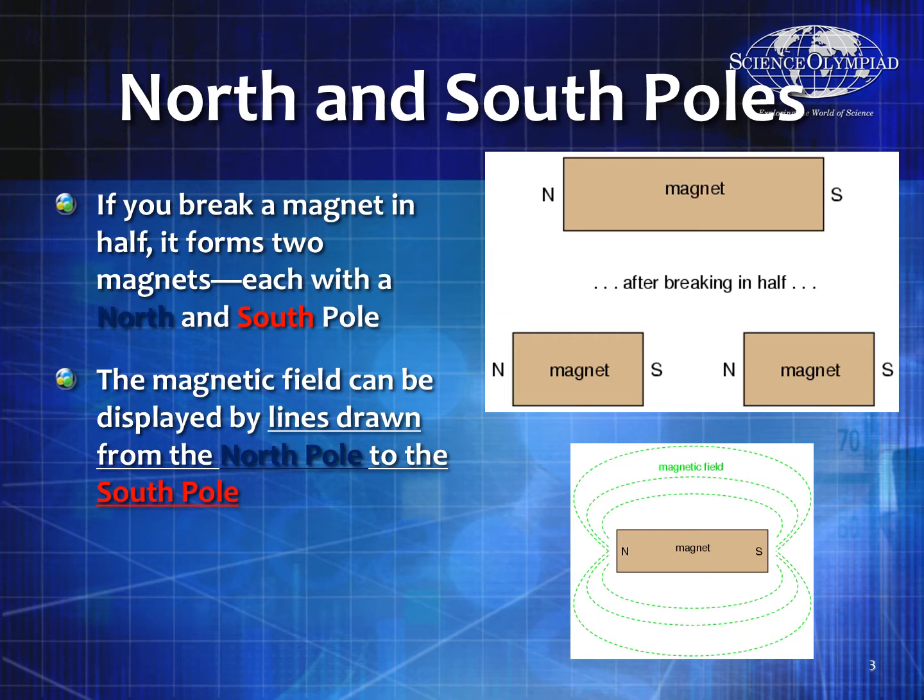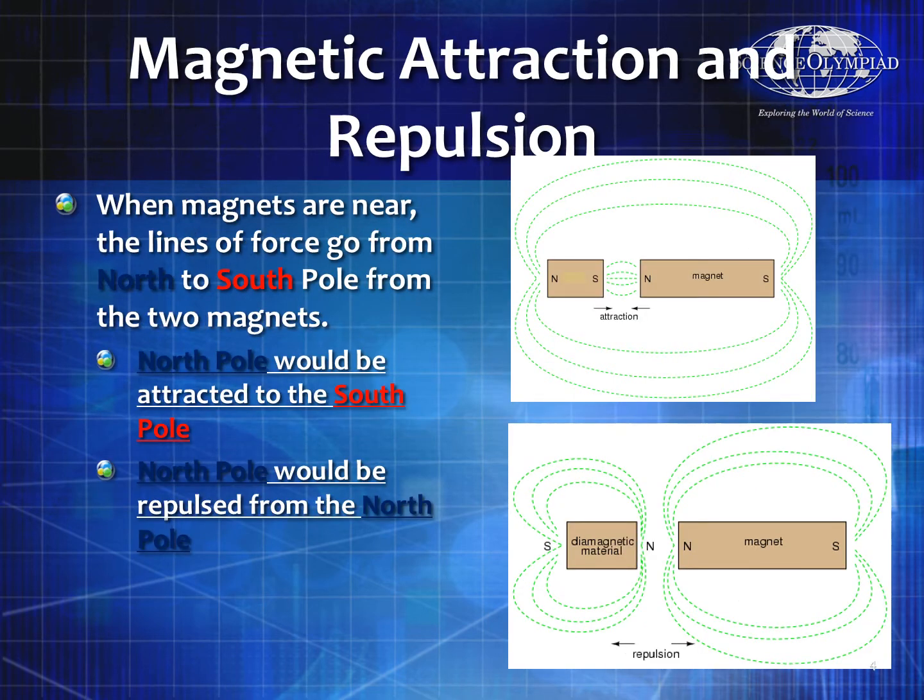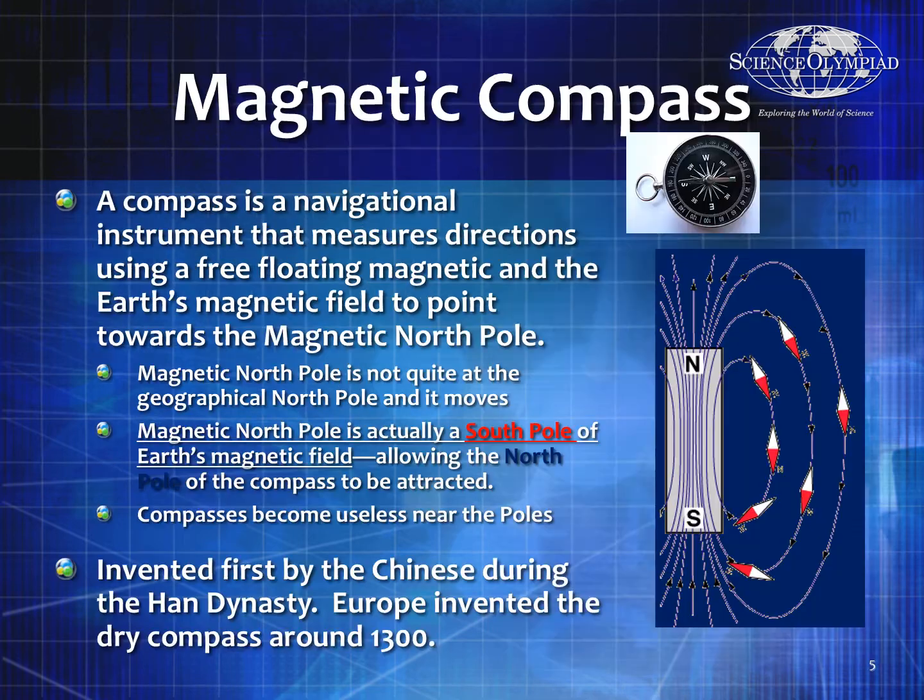The magnetic field flows out in a loop from the north pole around to the south pole and back through the magnet. It's very important that you put the arrows on the field lines to show that. When magnets are near, the lines of force go from north to south pole. A north pole is attracted to a south pole, and a south pole is attracted to a north pole, as shown in the diagram to the upper right. However, two north poles or two south poles will actually repel each other. And you'll notice there's no interaction between the fields of the magnets in the lower right-hand corner.